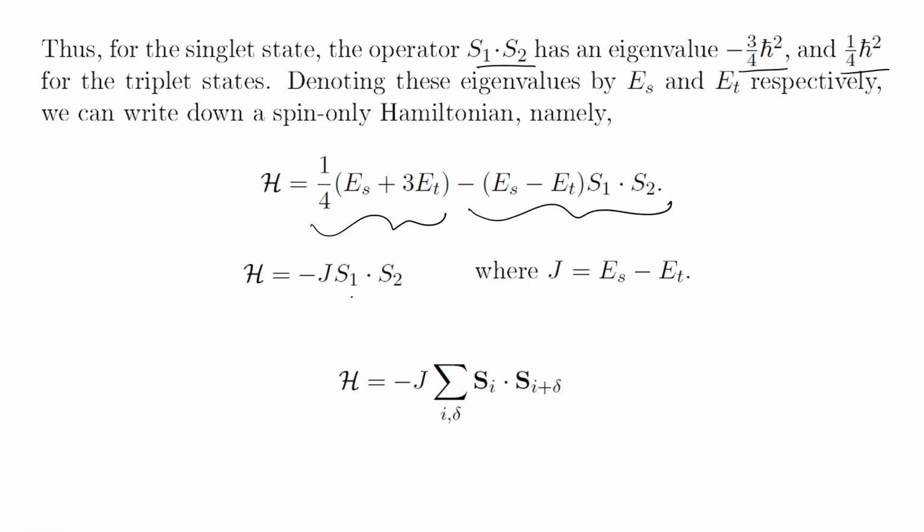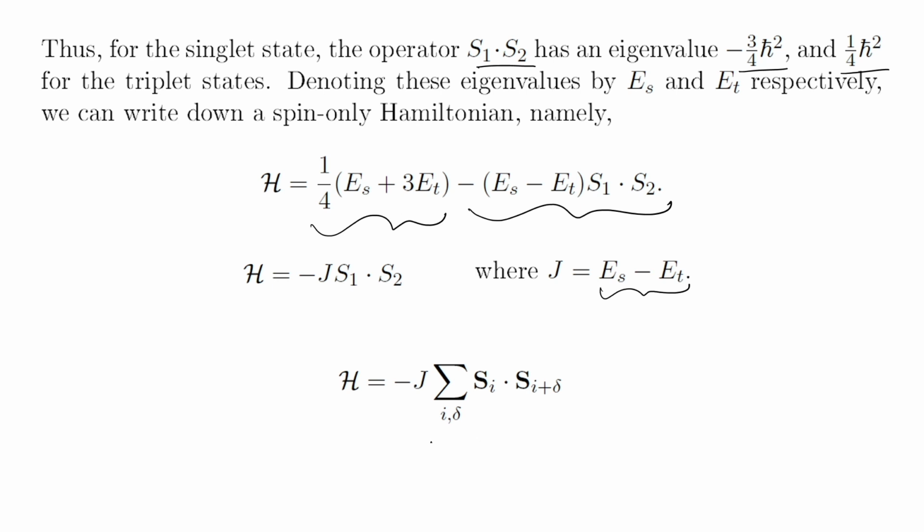So, we can write down, if we neglect this constant term in the Hamiltonian, a Hamiltonian involving the two spins with a minus J term, which is the coupling between the two spins. In this case it is nothing but Es minus Et, which is the difference between the singlet and the triplet energies.